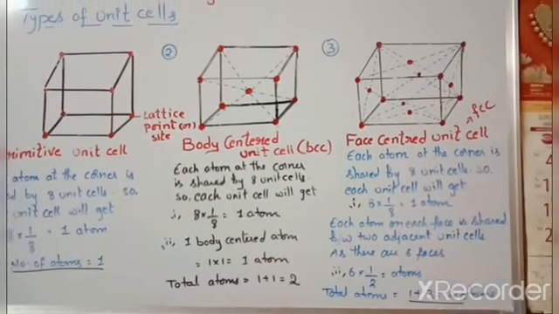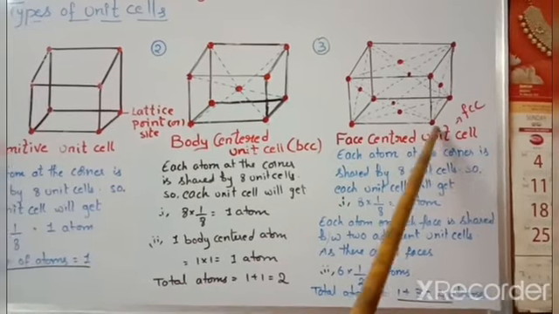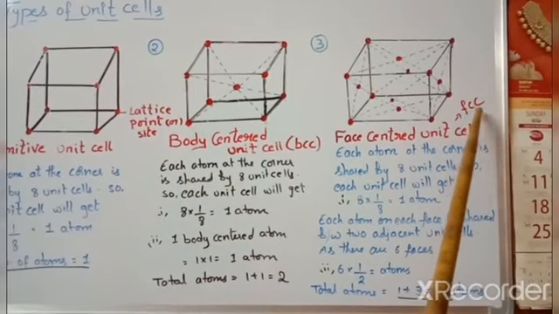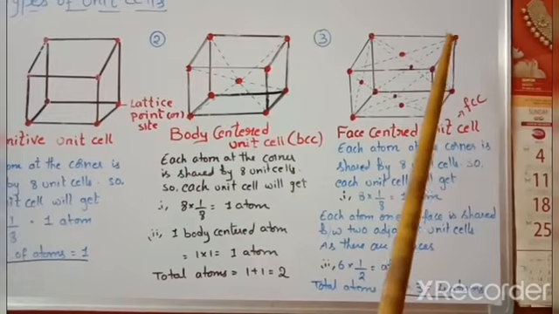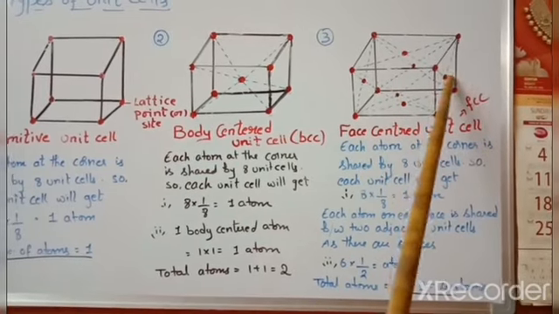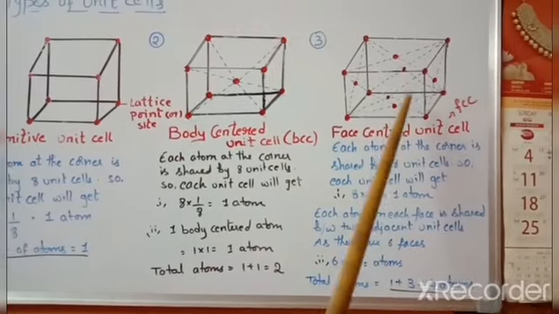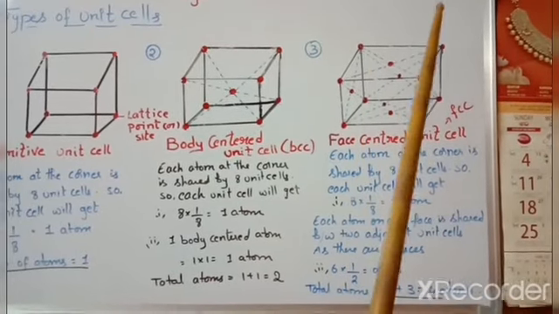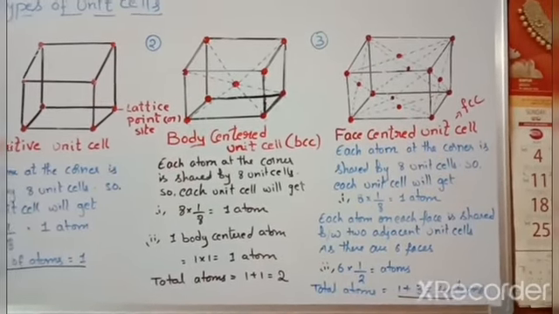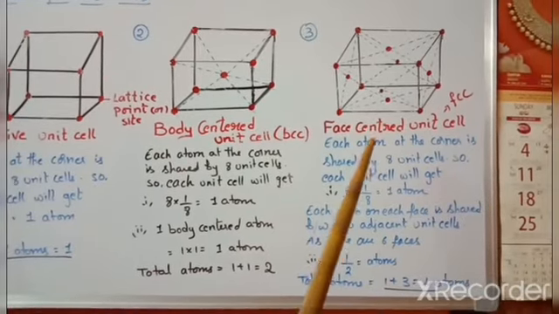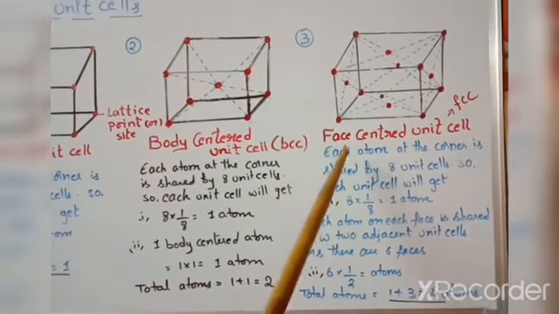Next comes the face centered unit cell, or FCC. Total how many faces are there? Here 1, 2, 3, 4, 5, 6. Okay, top, bottom, left, right, front and back. Total 6 faces will be present. So a face centered cubic unit cell. Next one is the face centered unit cell.